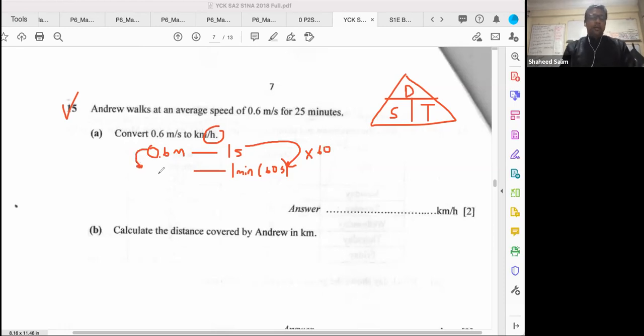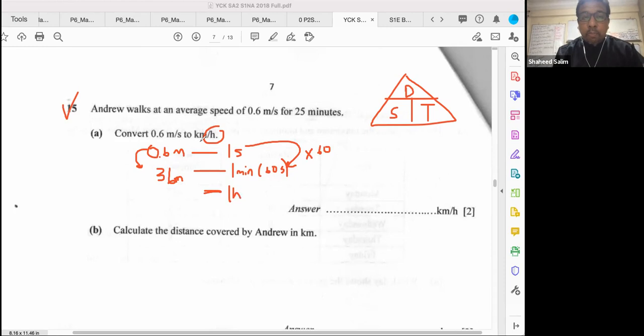So what do you get? Now I'm not using a fancy calculator. I'm using my phone now. Hold on. 36 meters. 36 meters in 1 minute. Now you got the correct answer here. 36 meters in one minute. Now we want in how many? 60 minutes. Why 60 minutes?